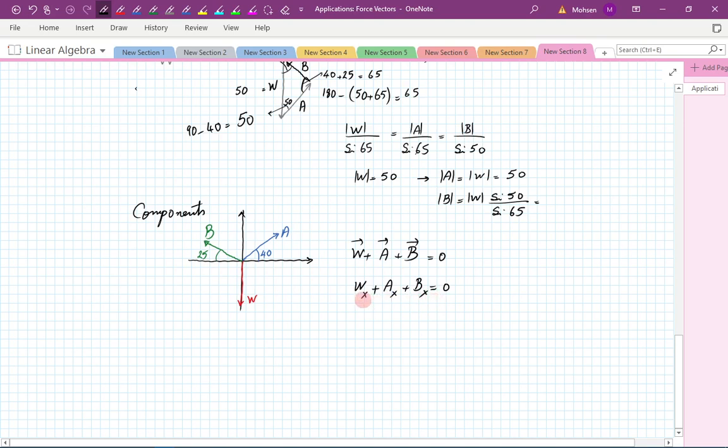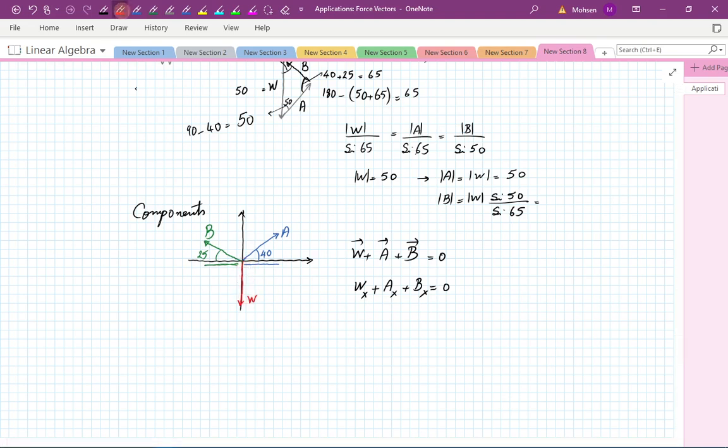So this means the x component of these things. Well, what's the x component of W? Well, W doesn't have any x component. X component of A, we talked about components, it would mean this one. X component of B, we have to, well, figure out this one. So they have to add up to 0.